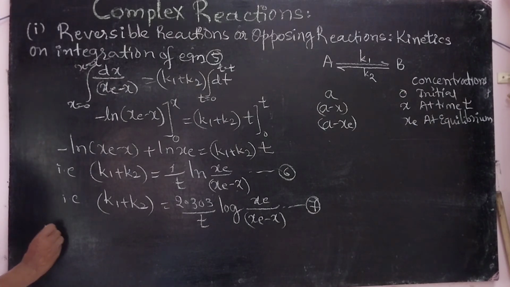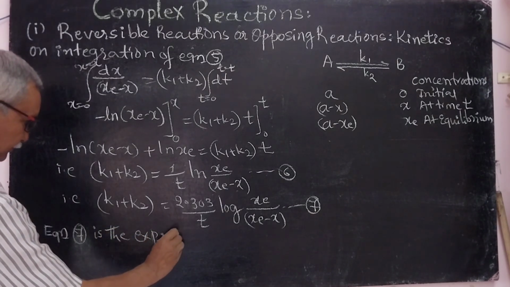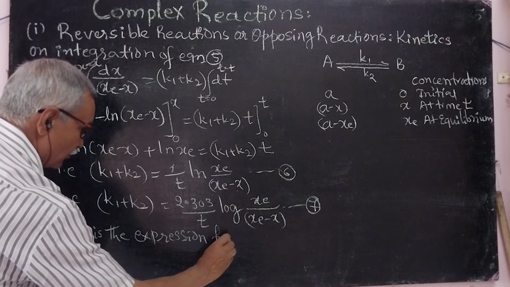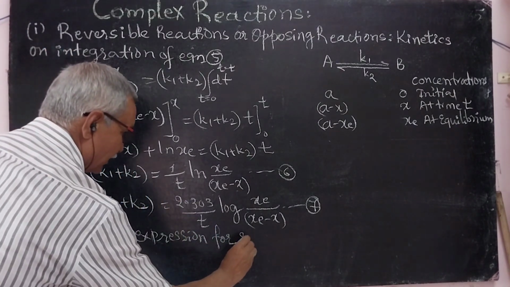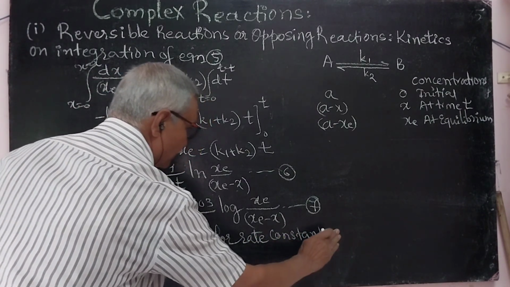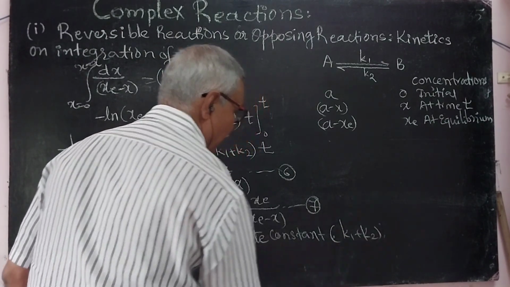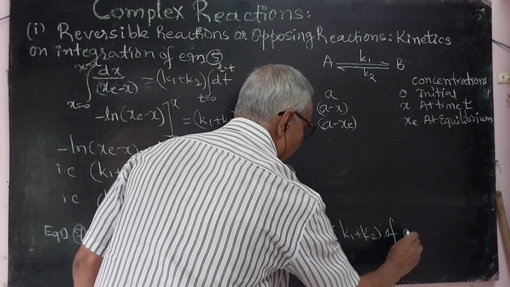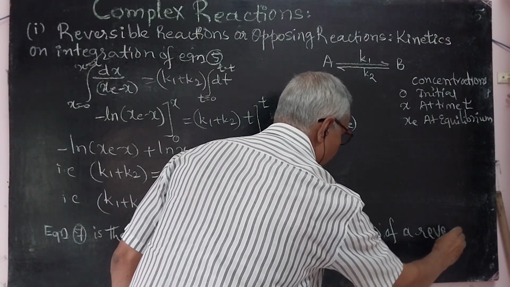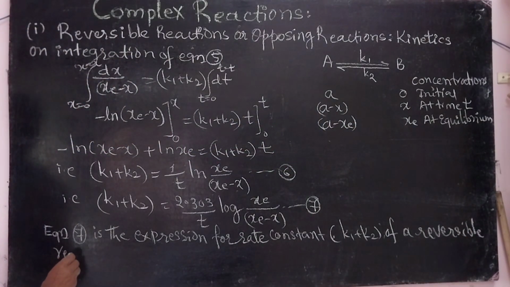Equation 7 is the expression for the sum of the rate constants of a reversible reaction shown above.